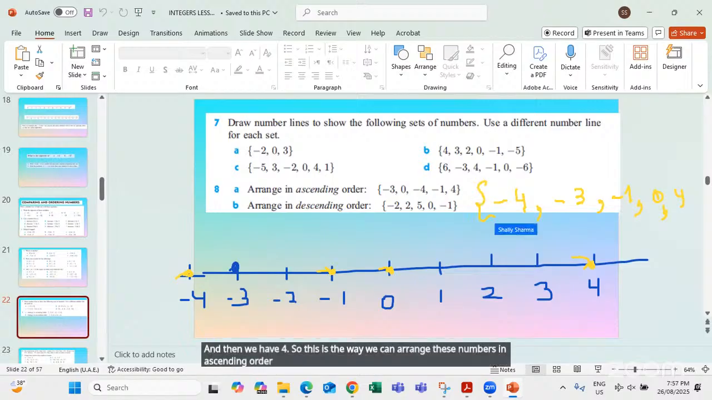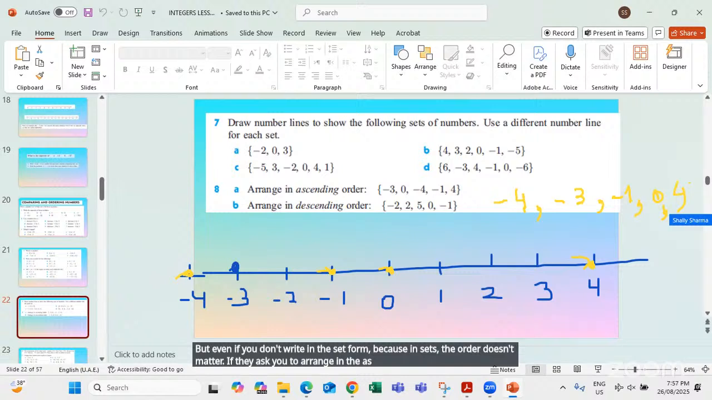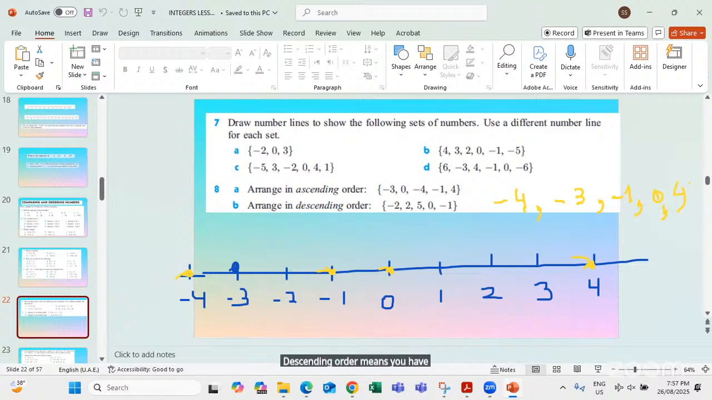And if you have to write in the set form, this is the way. But even if you don't write in the set form, because in sets the order doesn't matter, if they ask you to arrange in ascending order, you can just give the answer like this. Descending order means the first number should be the biggest number, then smaller, and so on.